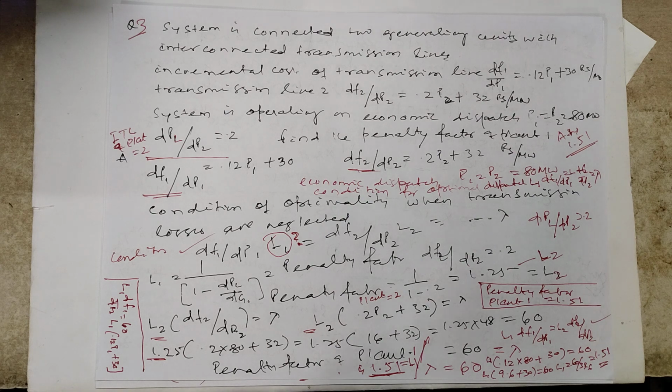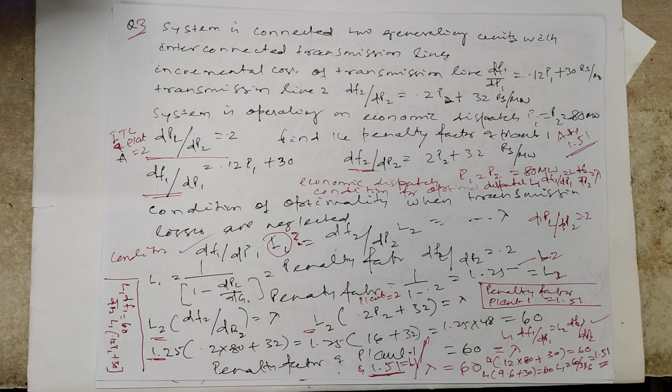Here is the one formula. The system operated at economical dispatch means P1, P2 is equal to 80 megawatt. Here the formula is called alpha. So the formula is L1 dF1 by dP1 is equal to L2 dF2 by dP2, and is equal to lambda.